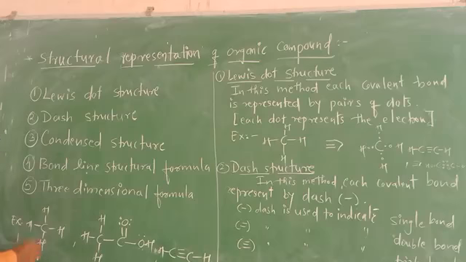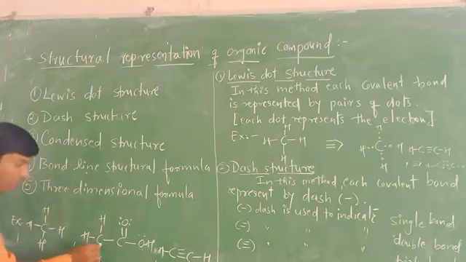CH4 is the condensed formula, but in the dash structural formula or complete structural formula, carbon-hydrogen or carbon and other atom bonds are shown in dash form. See here, carbon-hydrogen, carbon-hydrogen, carbon-hydrogen, carbon-hydrogen. This is called dash structural formula or complete structural formula. Next one, see here, CH3, C double bond O, OH. This is called acetic acid.